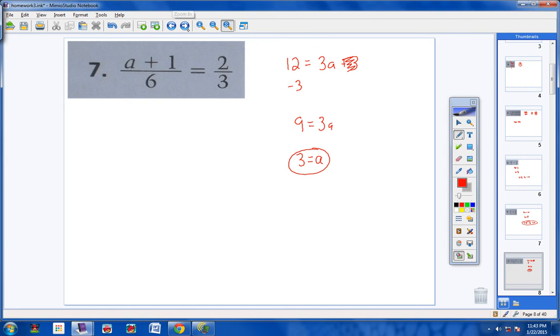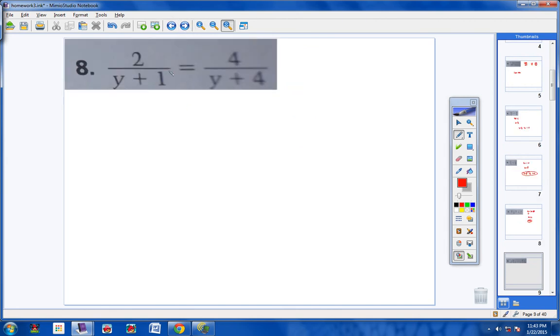Alright, number 8. 2 times y plus 4 is 2y plus 8. 2 times y, 2 times 4. Then multiply 4 times y plus 1. 4 times y is 4y. 4 times 1 is 4.